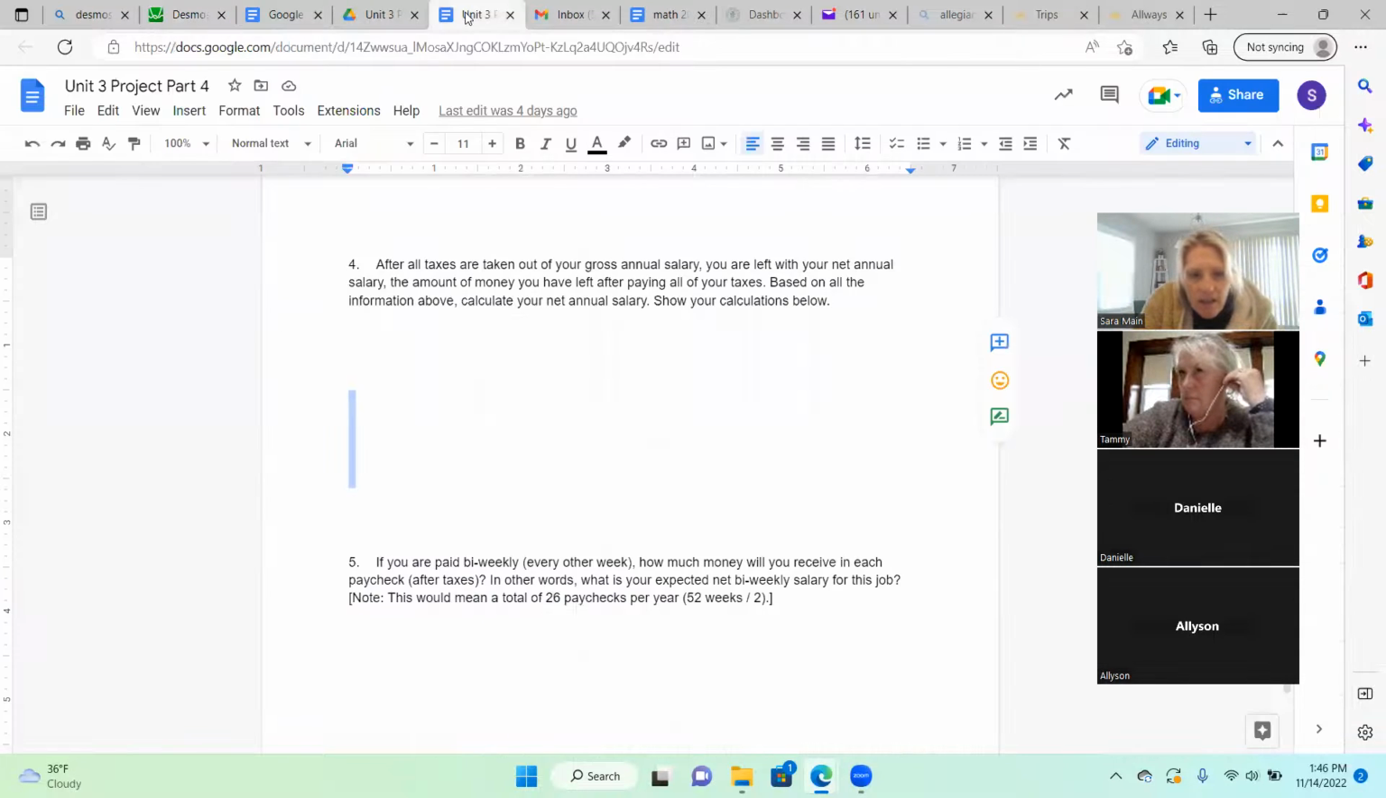And then number 5 says, if you are paid bi-weekly every other week, how much money will you receive in each paycheck? In other words, what is your expected net bi-weekly salary for this job? So bi-weekly, if it's every other week, then it's 26 paychecks. Some people get paid twice a month. And I don't know if you are on government assistance, it might just be once a month. I can't remember. So you have to divide accordingly, but I would like you to tell me what your expected net bi-weekly salary for this job would be.